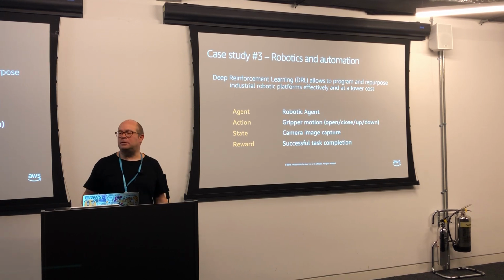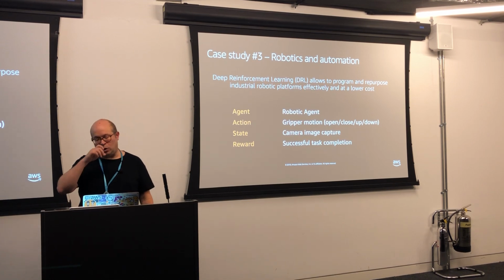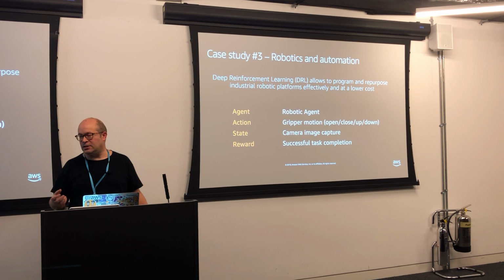And then perhaps the most common use of reinforcement learning is robotics, where you have an agent, in this instance a robotic arm, that can do certain actions like grip or move certain angles.